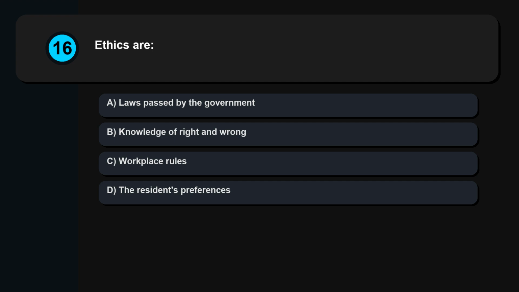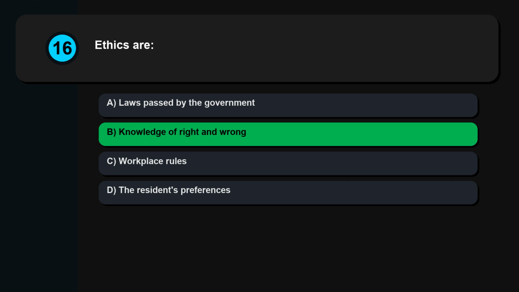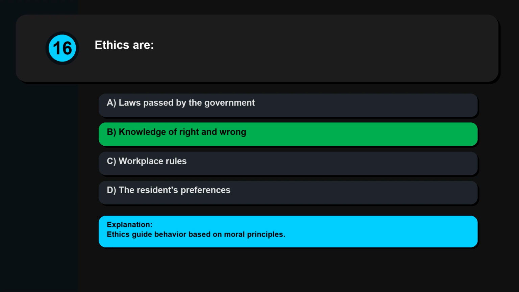Question 16. Ethics are laws passed by the government, knowledge of right and wrong, workplace rules, the resident's preferences. Ethics guide behavior based on moral principles.